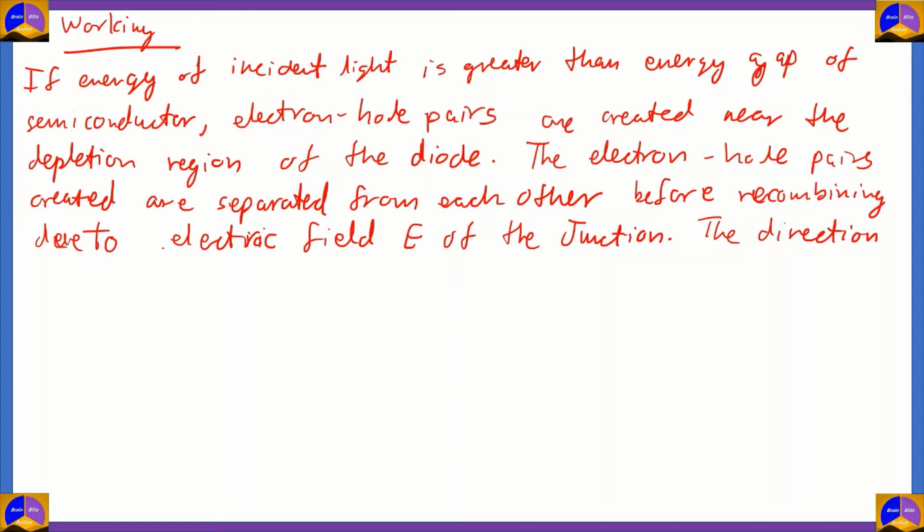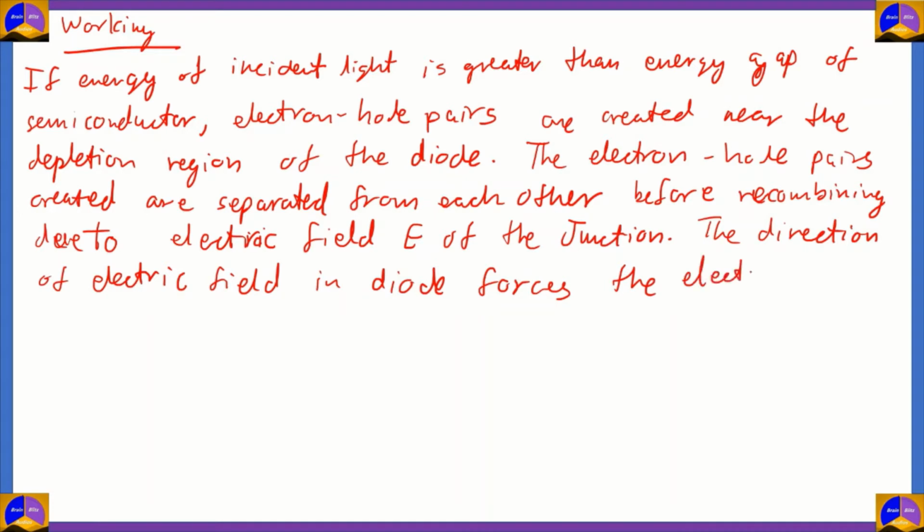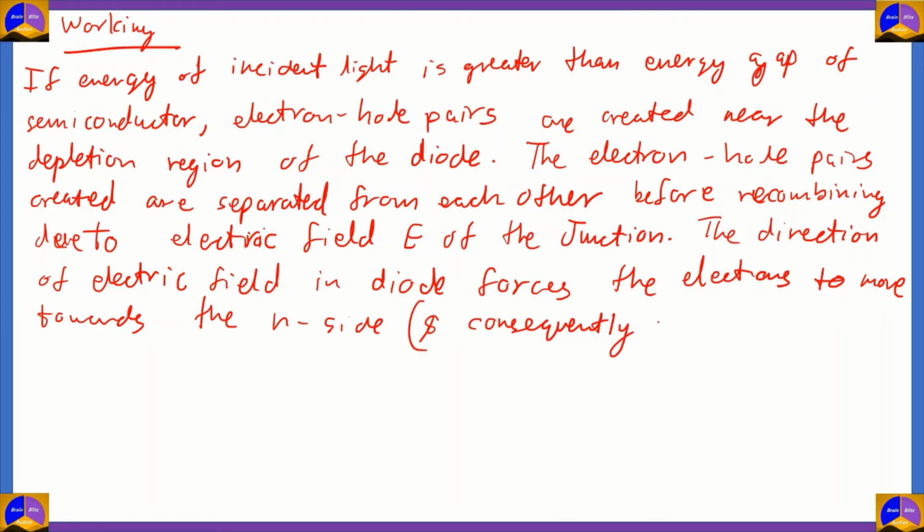The direction of electric field in the diode forces the electrons to move towards the N side, and consequently the holes towards P side.